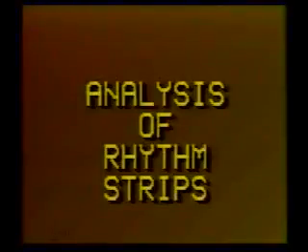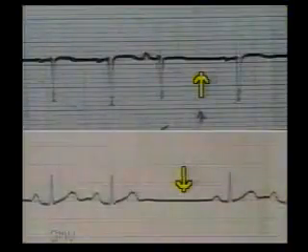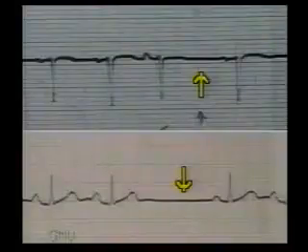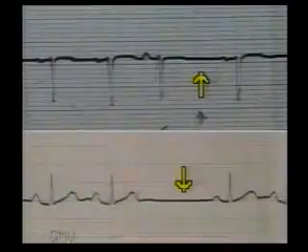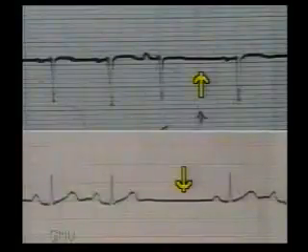Now let us learn to analyze the rhythm strips. Intermittent pause. When you see a pause, first see the preceding beat and preceding RR interval. In the upper strip, it is premature with short RR interval. So it is a premature beat with compensatory pause. In the lower strip, it is a normal sinus beat with normal RR interval. So it is a sinus arrest with an escape beat.